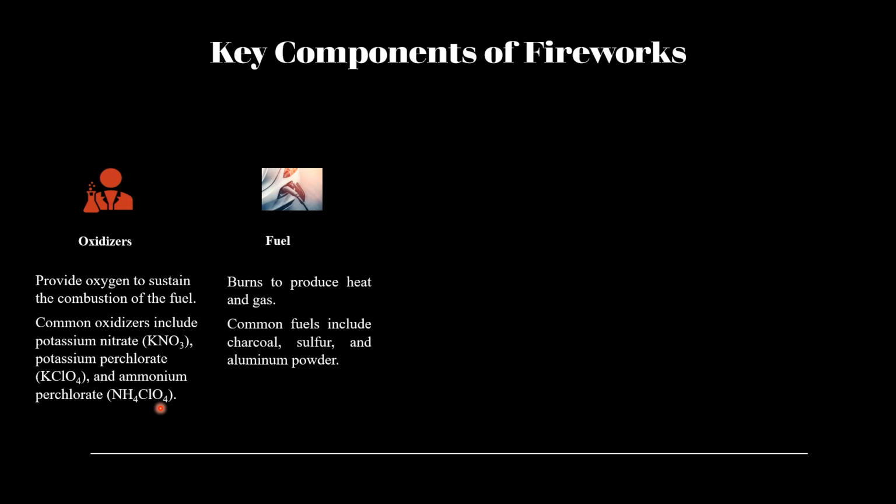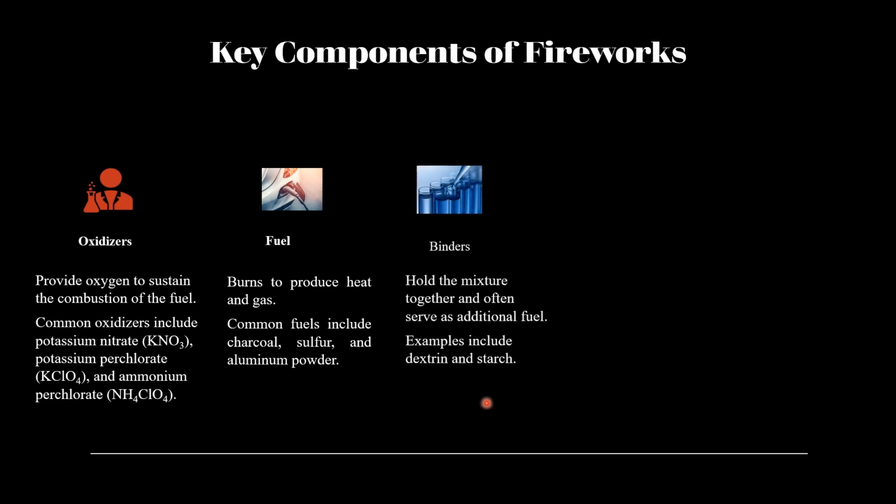The next key component is the fuel. The fuel burns to produce heat and gas. The common fuels include charcoal, sulfur, and aluminum powder. What is the purpose of adding a binder? Binders hold these mixtures together and often serve as additional fuel. Dextrin and starch are commonly used binders.